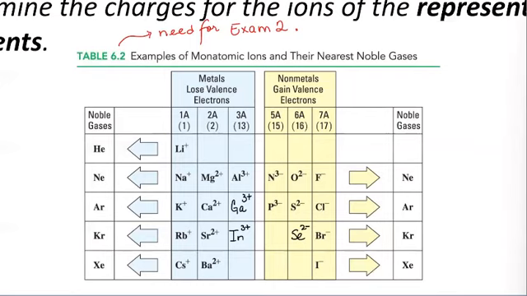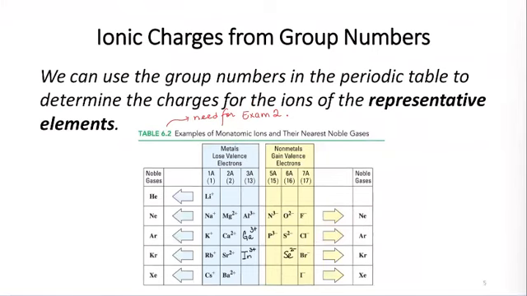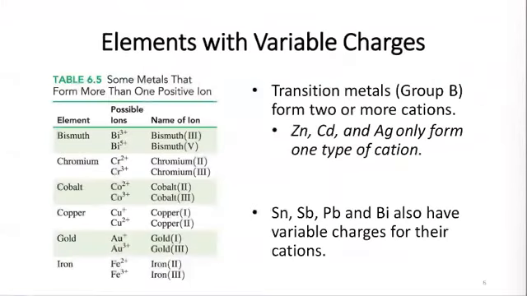Excellent. Now, another observation that has been taken from looking at what the elements in the periodic table do is that elements can have variable charges. It has been documented that transition metals, meaning the elements in group B, can form 2 or more cations. That's why we call them transition metals, because sometimes they can lose 2 electrons, sometimes they can lose 4 electrons, sometimes they can lose 5 electrons. It depends on the element.